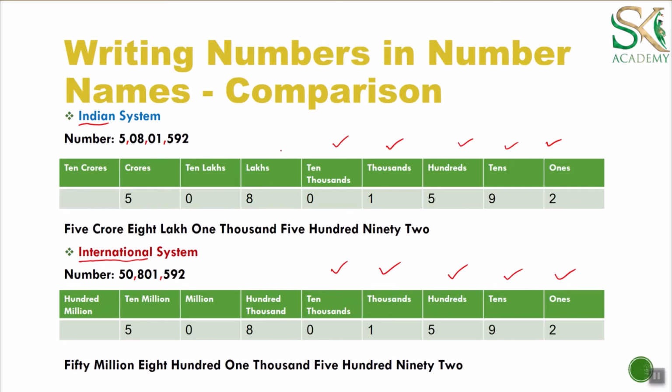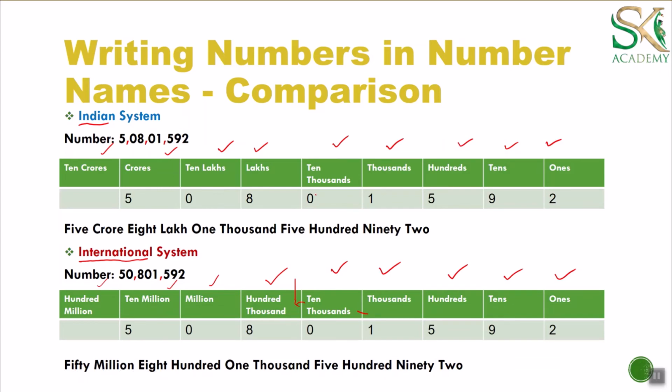Okay, so now the Indian system will have lakhs, 10 lakhs, crores, 10 crores. Whereas for the international system, in the thousands we'll have one more placement box, which is called 100,000. Next one is million, 10 million, and 100 million.